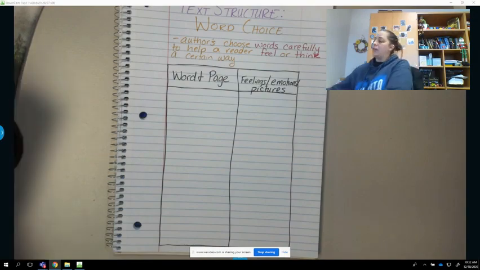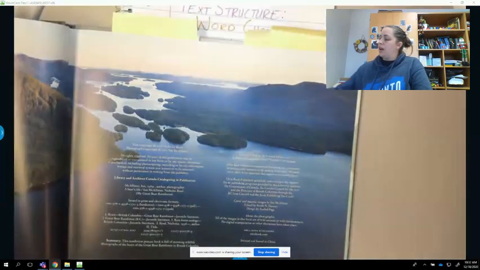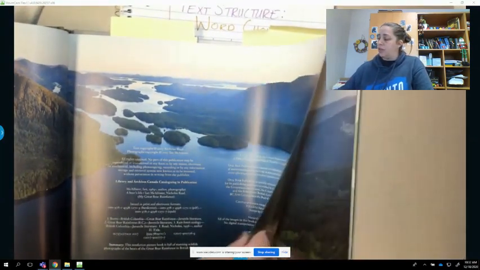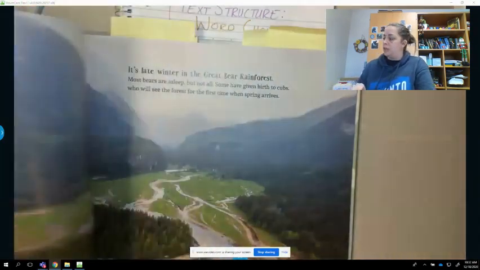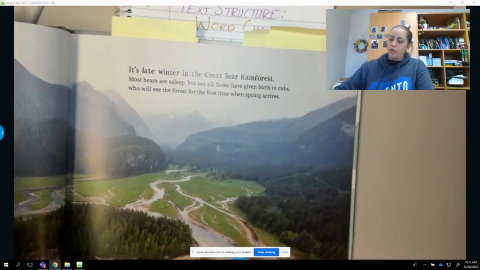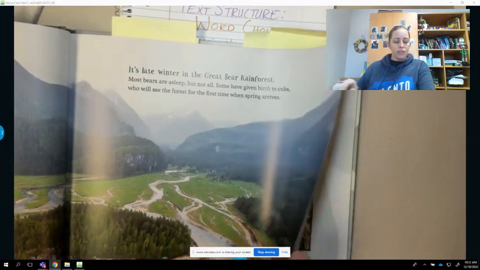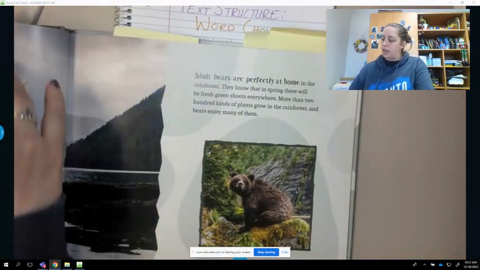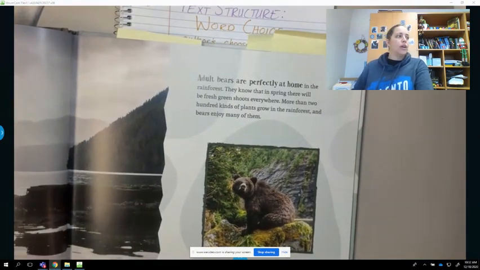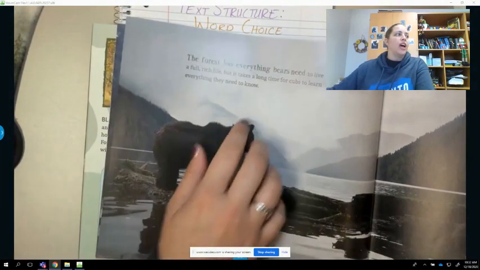So here we have A Bear's Life, and I have lots of notes in here from me reading through to find all of the text structures we're going to be doing this unit. But this is page, let's see if I can remember this correctly. Yes, page 1, page 2, and then I looked over here on page 3, and we're, oops, sorry, you guys are not looking at page 3. There we go. Page 3.